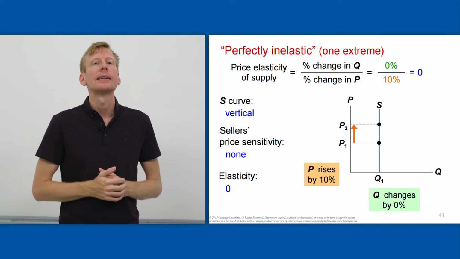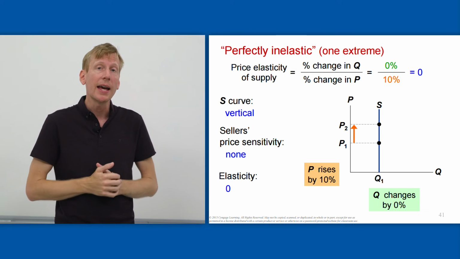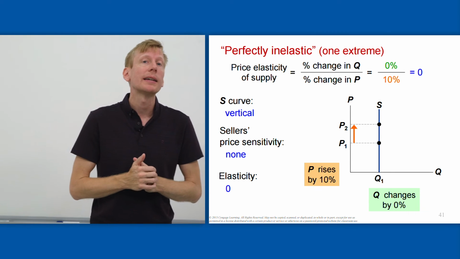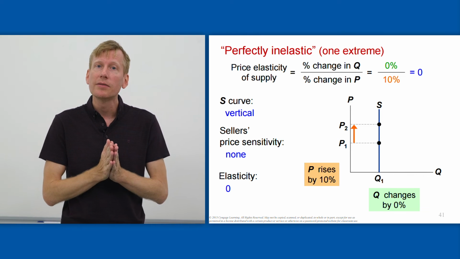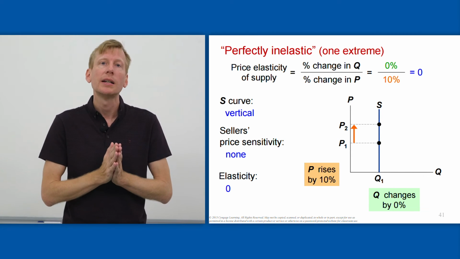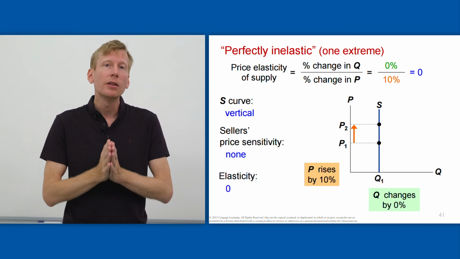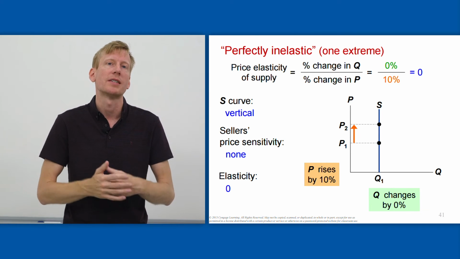This is somewhat of an extreme case. This is what we would be likely to see in the real world, provided the quantity of this good available is genuinely fixed, and there's absolutely nothing that can be done to increase or even decrease the amount of it which is available for sale.